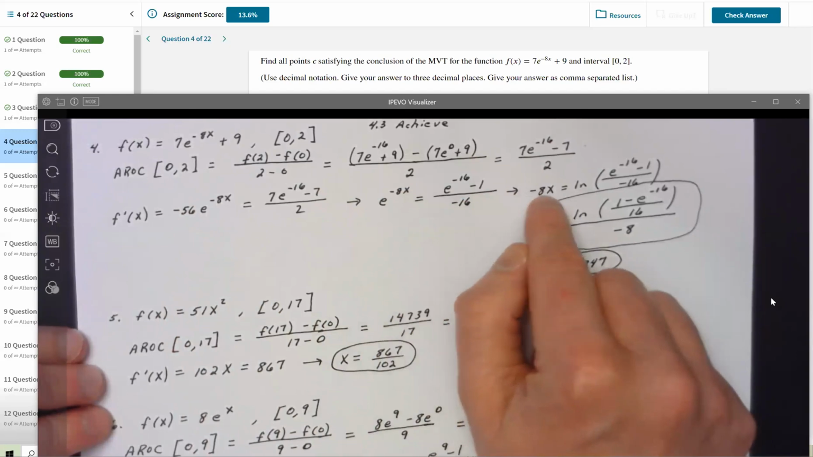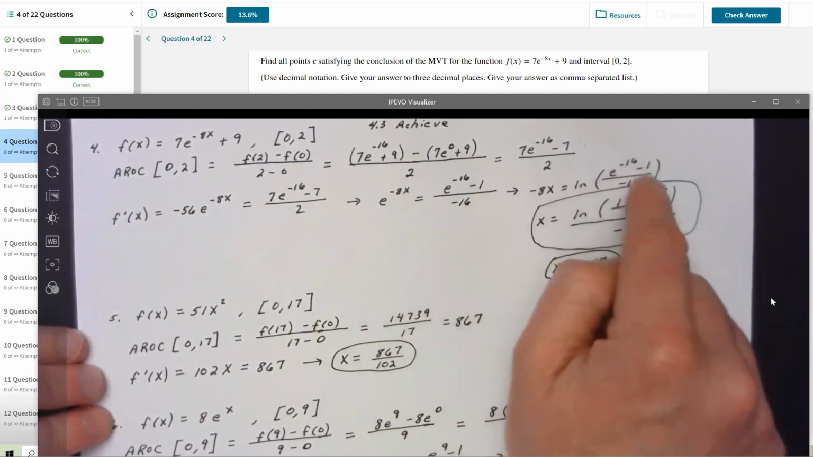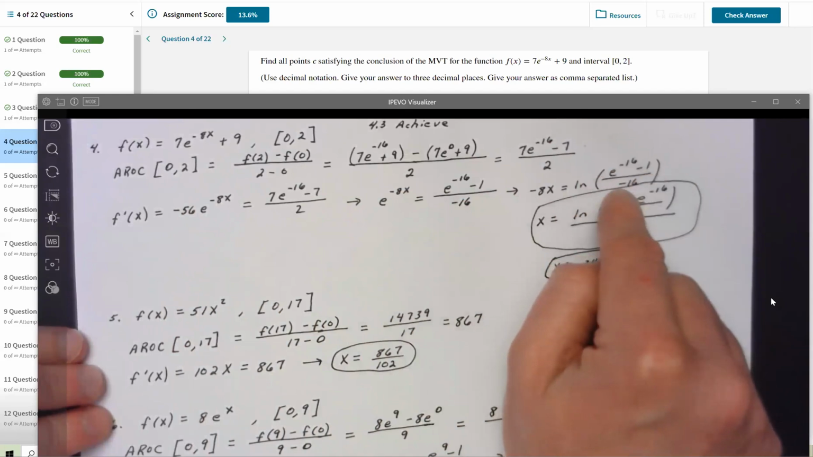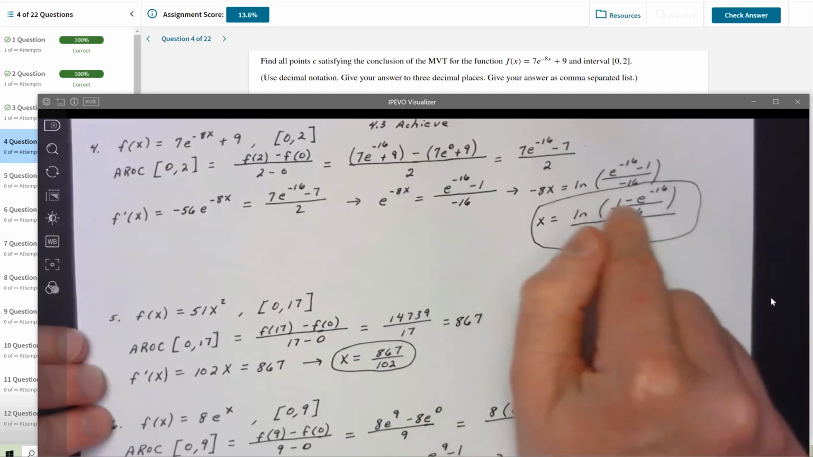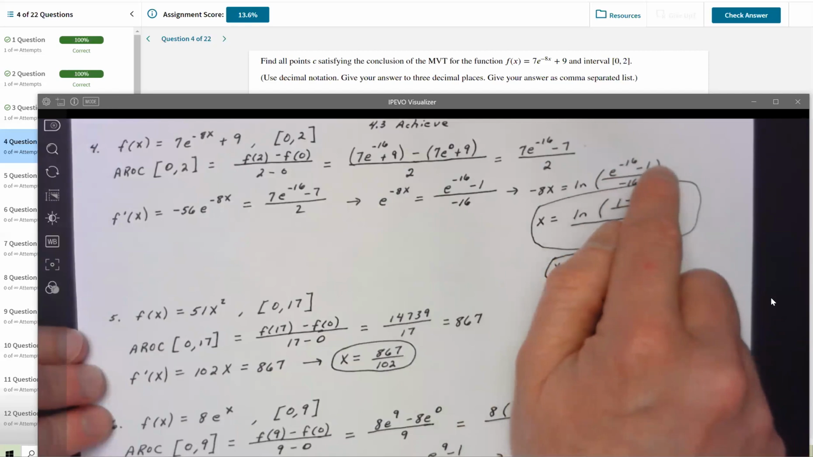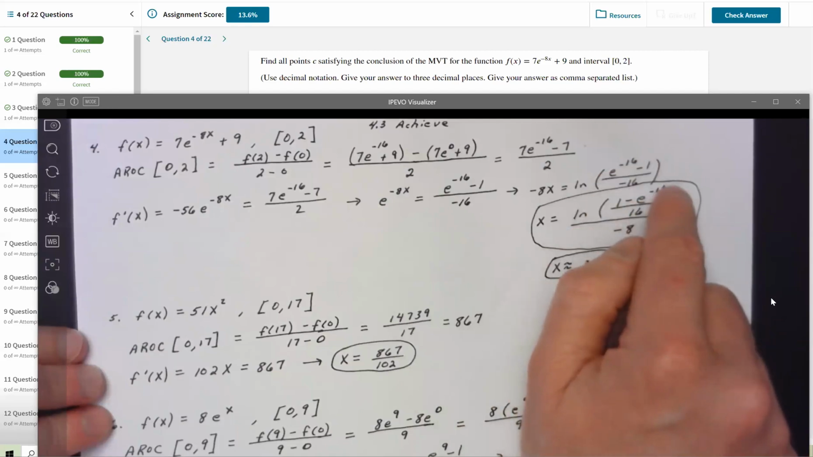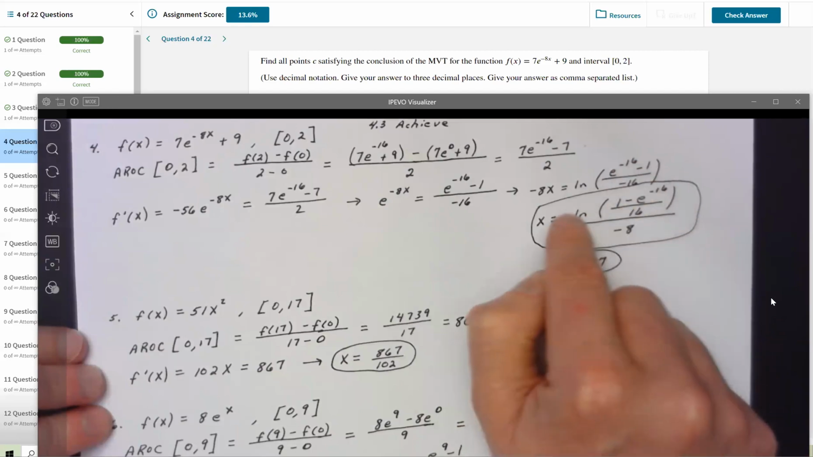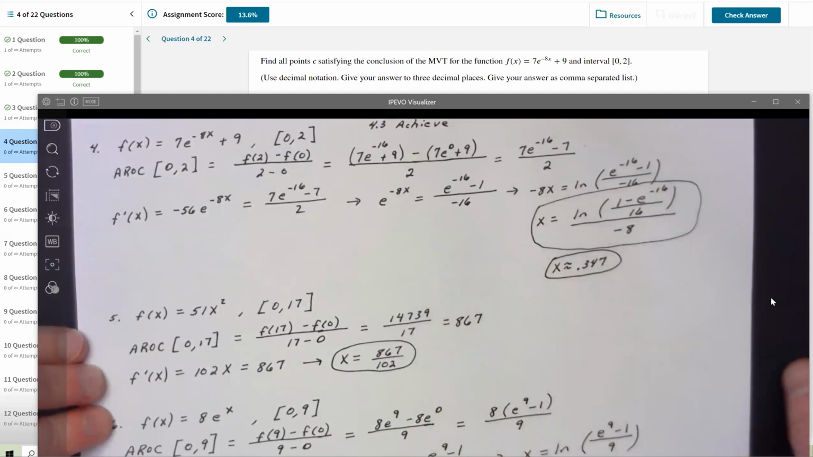So I get negative 8x is the natural log of the quotient e to the negative 16 minus 1 over negative 16. At this point, I didn't particularly like that negative 16 in the denominator inside that natural log, so I got rid of it. I multiplied by a negative 1 over a negative 1 inside that natural log. That makes your numerator 1 minus e to the negative 16th over a positive 16 inside that natural log. In order to solve for x, I had to divide by negative 8.